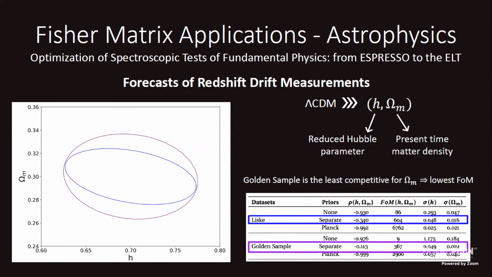These are the forecasts of the redshift drift measurements for our lambda CDM model, where we have the h parameter and the omega m parameter. The h is the reduced Hubble parameter, and omega m is the present-time matter density. And as you can see in here, the golden sample is the least competitive for the parameter omega m, because it has a larger ellipse, and you can see as well that we have the lowest figure of merit obtained. So it implies this largest area, as I told you before, if you remember.